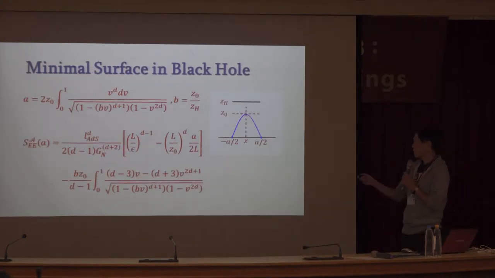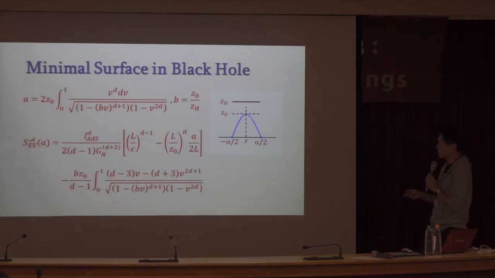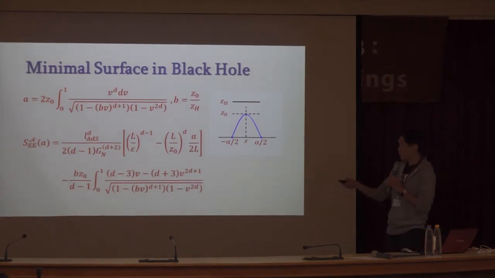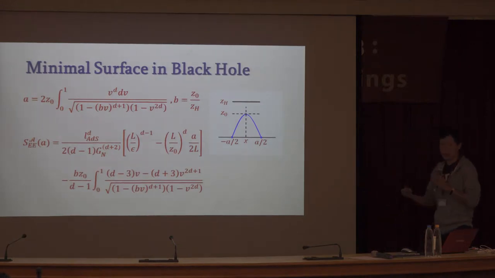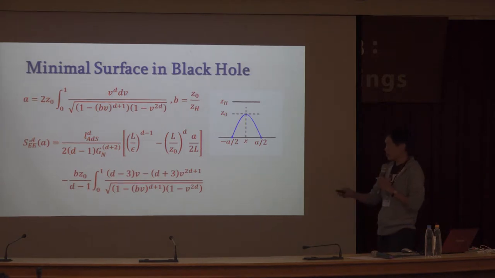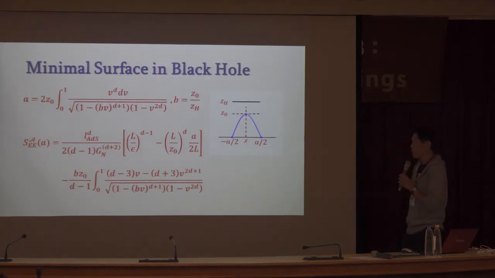Okay, so with the black hole, we can still calculate the minimum surface in this way. But with the disk here, the geometry is different from the pure AdS case. So we can calculate that, and we found that A can be expressed as an integral. It doesn't have a compact closed formula like the pure AdS case, but here it is just an integral.